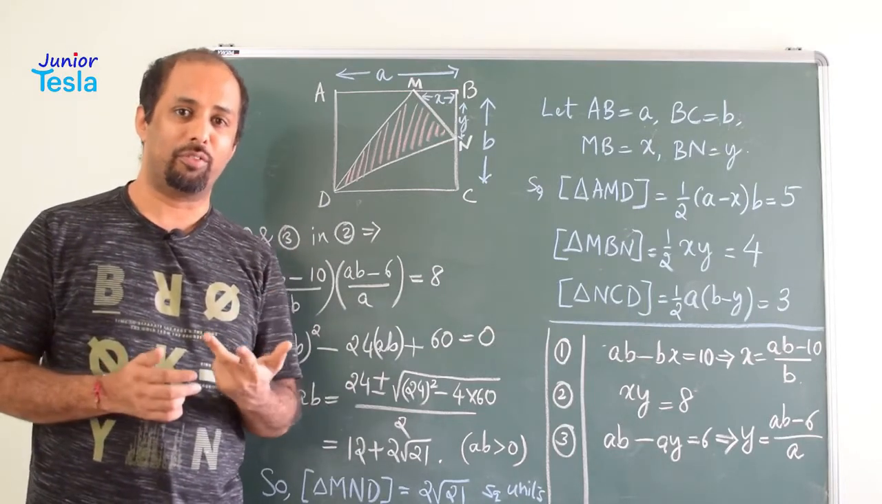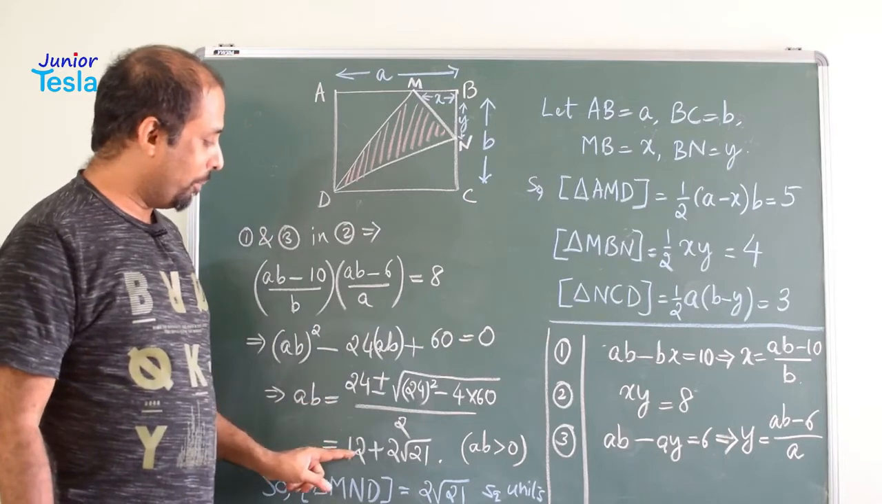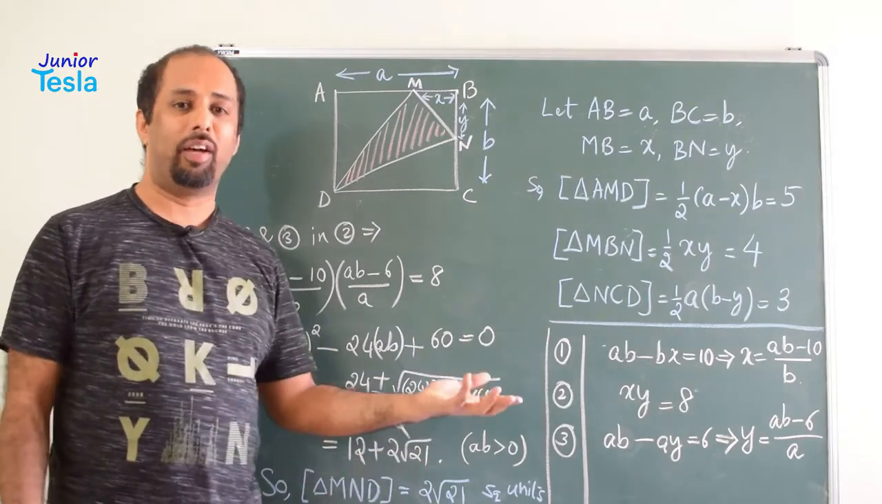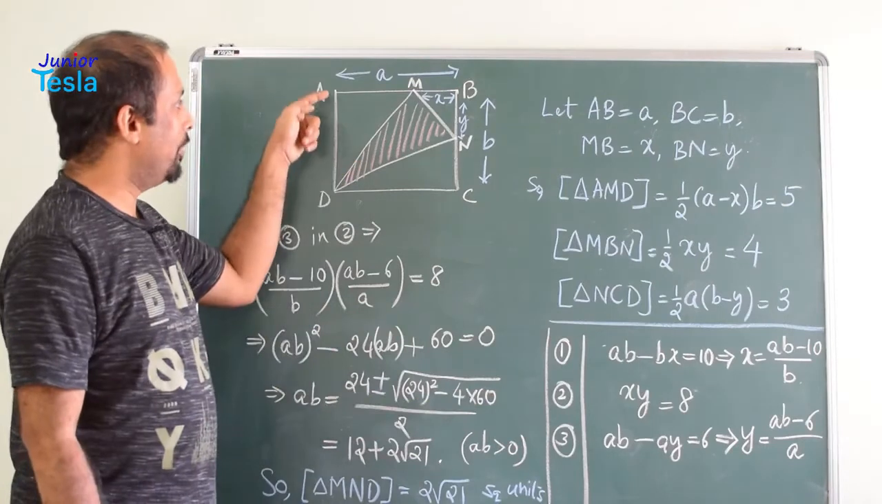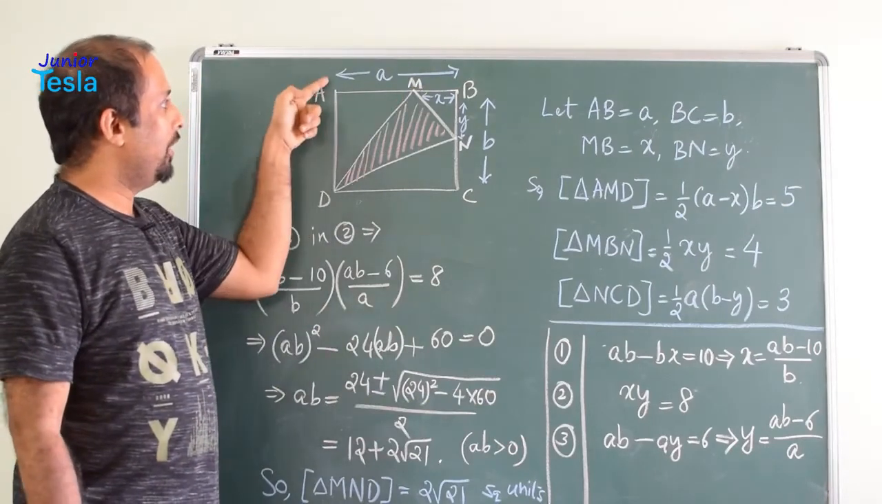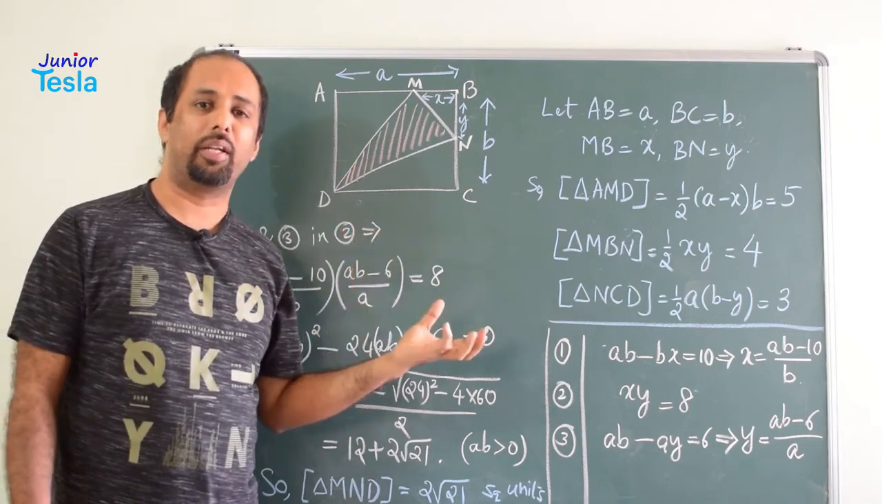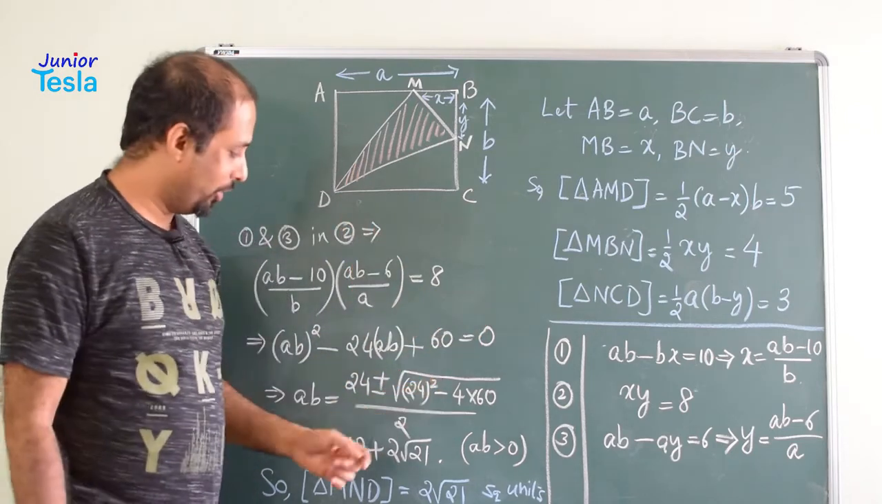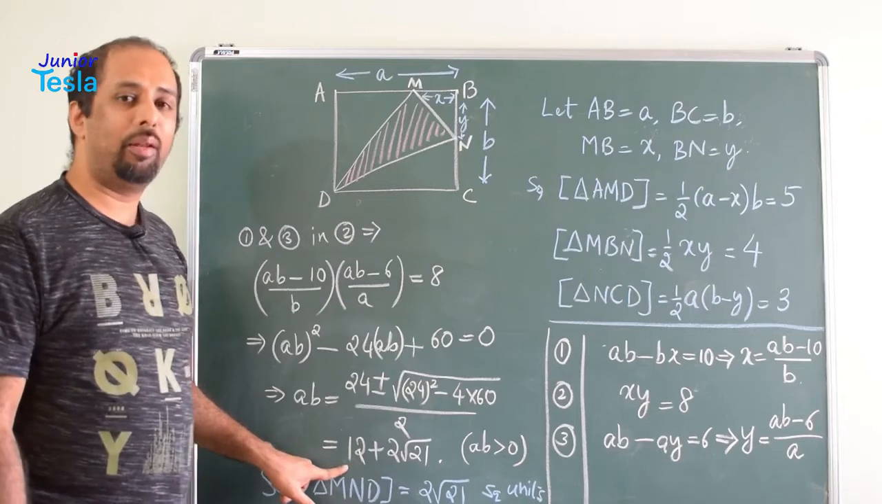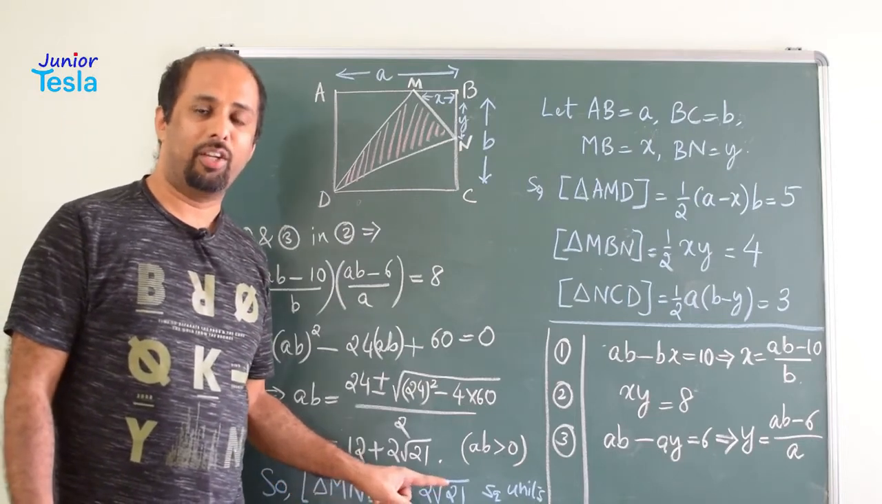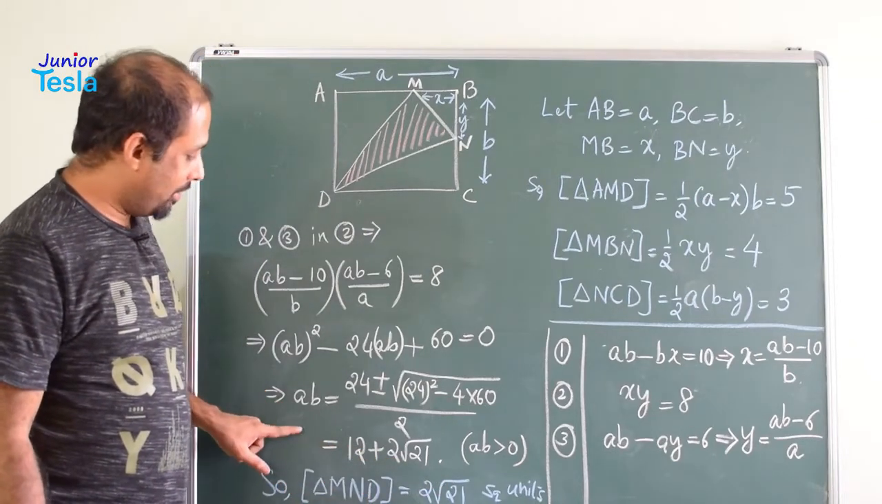So you have two values. Now 12 minus 2 root 21 will be a negative value. But here AB is basically A into B, so it is the total area of the rectangle. Definitely it cannot be a negative value; it must be a positive value. So we are taking only 12 plus 2 root 21. Okay, so now this is the value of AB.